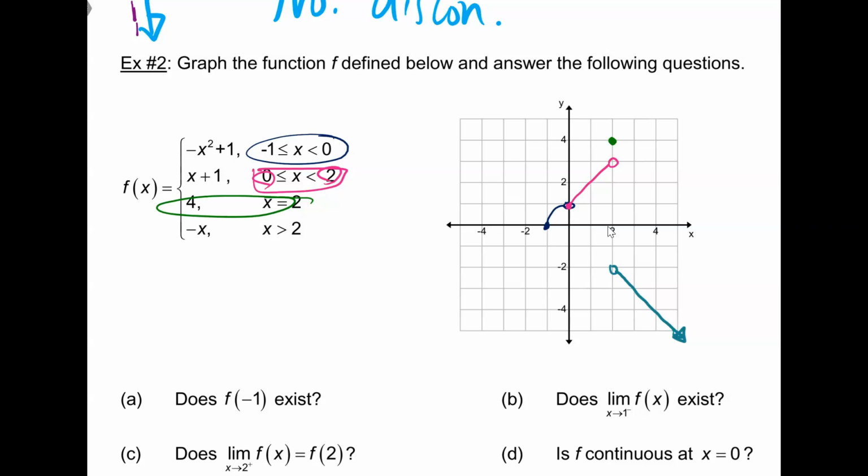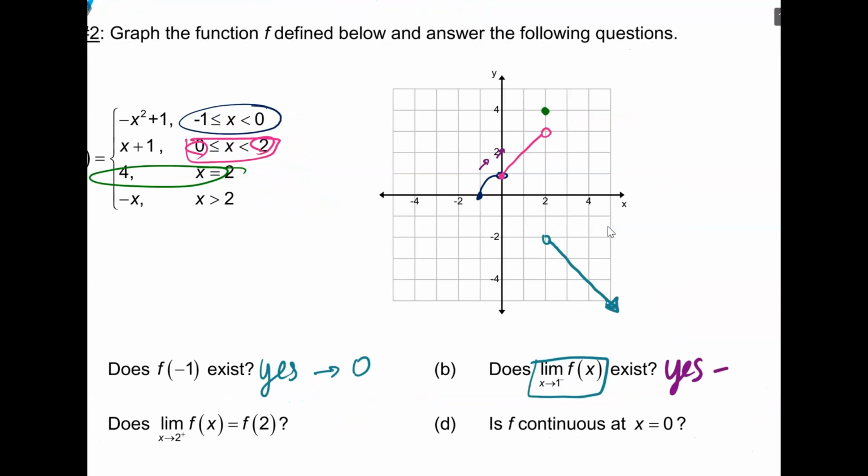Okay, so first question, does f of -1 exist? Do I have a function value for -1? Yes, the value is 0. Does the limit as x approaches -1 from the negative side exist? I just read this, my English to math. Does the limit of my function as x approaches -1 from the left side exist? Yeah, it does. What is it? 2.